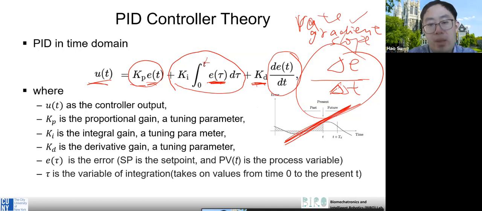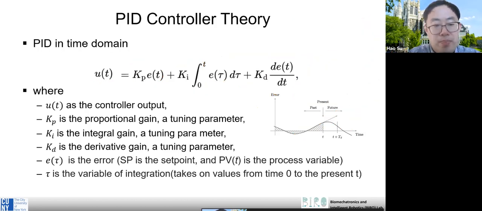Because if you know the slope, you generally know the future. But this is also not perfect. In this case, if the dynamics change, and you take the slope here, you know it continues this way. So this is also why a PID controller is not perfect, but it's the most popular controller.